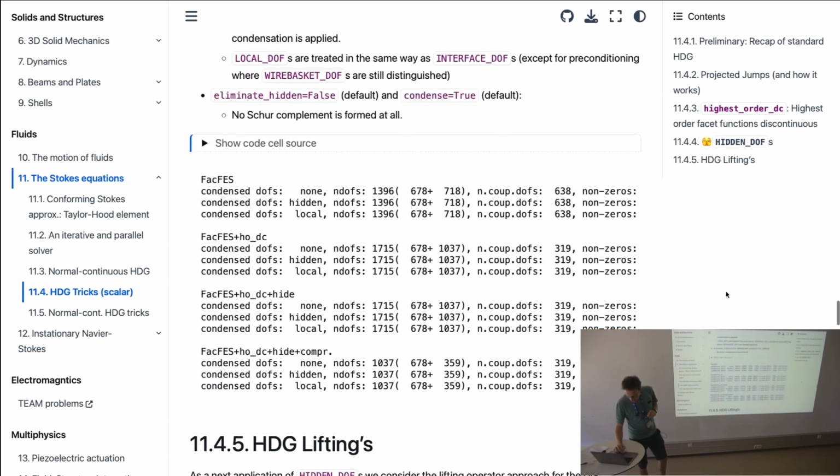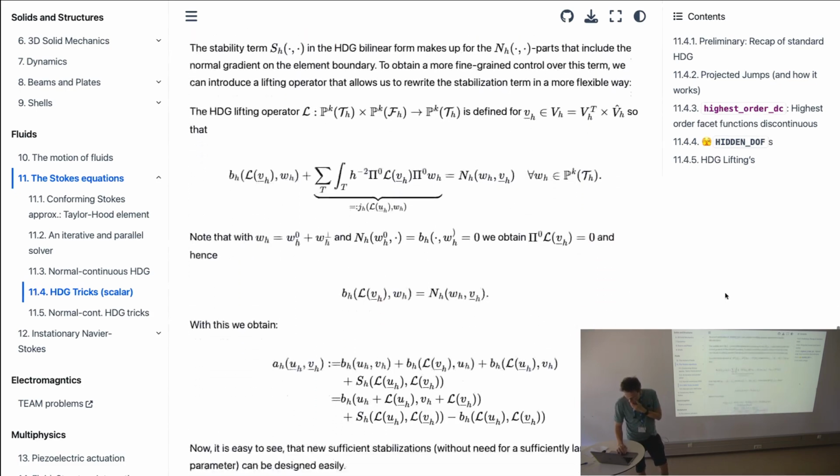Okay, so here's now a comparison of these things. I'll skip to that. Essentially the same as we saw before, now with the different types of Schur complement strategies. So either no Schur complement at all, just for the hidden, or the full one, and then the different corresponding numbers. Okay, I'll skip through the lifting.